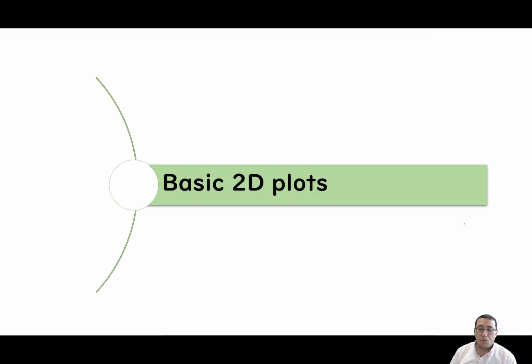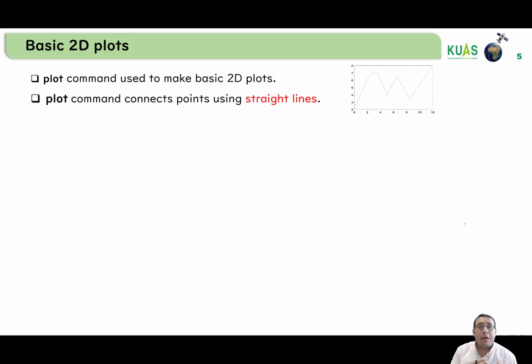Let's start. For the basic 2D plots, we use the plot command to make 2D plots. The plot command connects the points using straight lines. So if we check here, it's straight line, straight line, and so on. But please note that if there are many points and they are very close to each other, it will seem like a curved line, not a straight line, but the plot command gives straight lines.